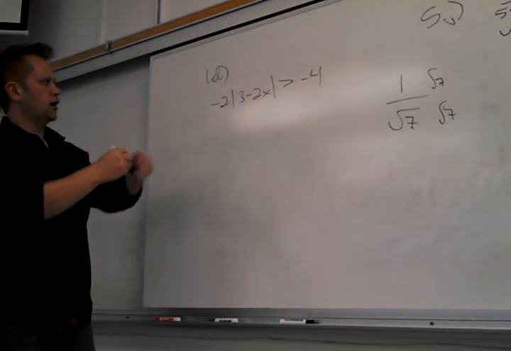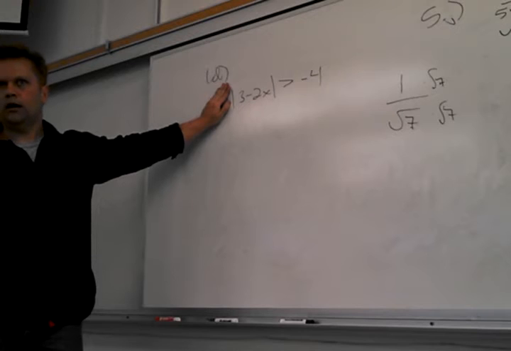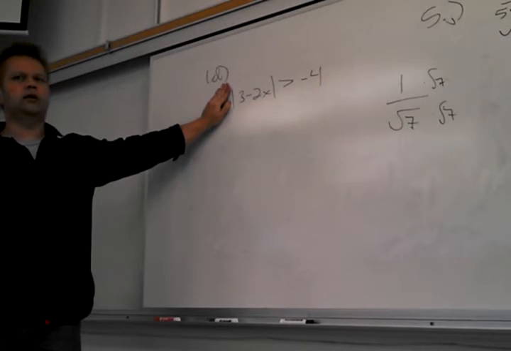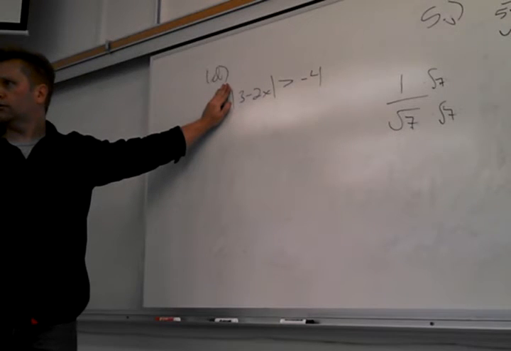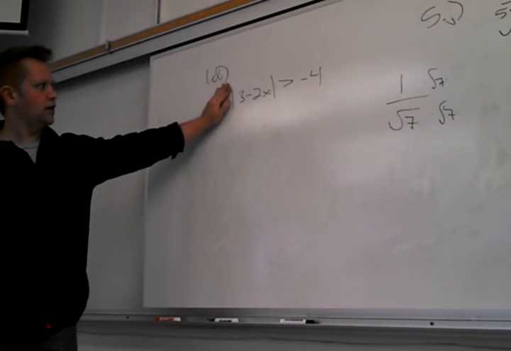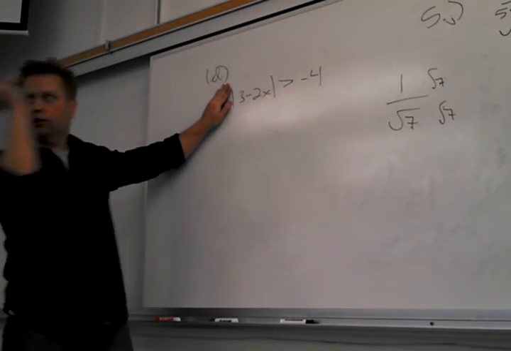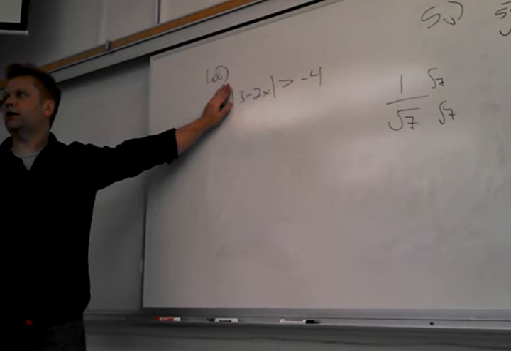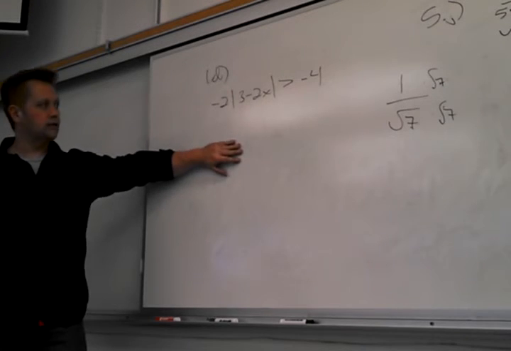Now here's the interesting thing about this problem. If that wasn't there, this is an interesting problem. Is an absolute value greater than a negative number? Is an absolute value ever not bigger than a negative number? Absolute value is always at least 0. It's always positive. So if that wasn't there, the answer would be all real numbers. If it was less than, it would be no solution, because nothing can make an absolute value less than a negative. But every absolute value is bigger than a negative because they're all positive, or at least 0. But that's there. So what happens?